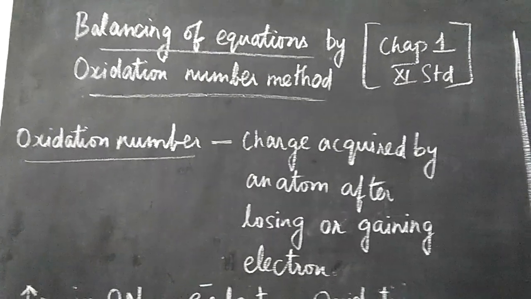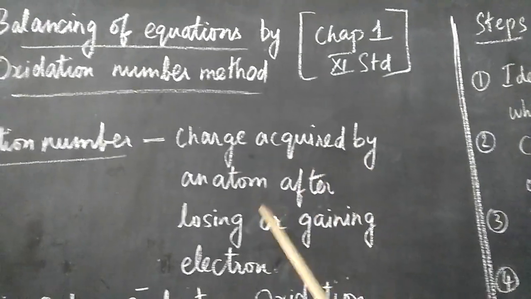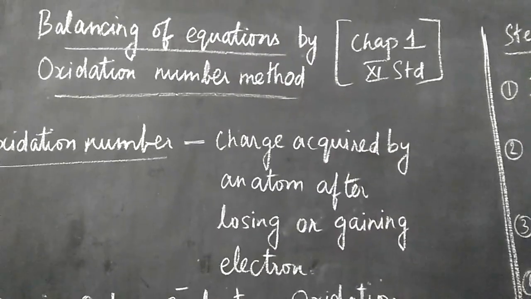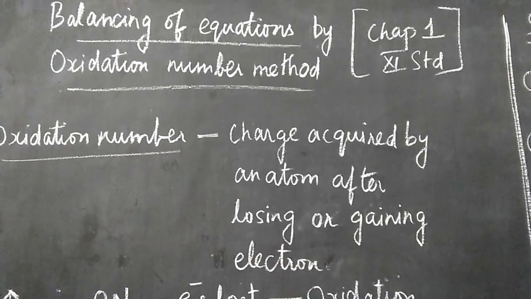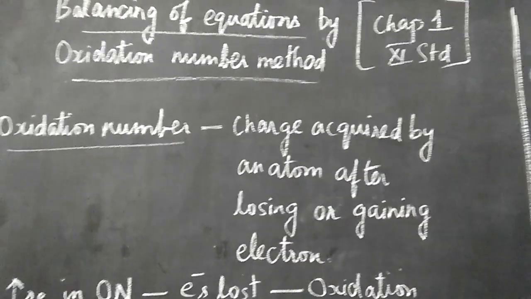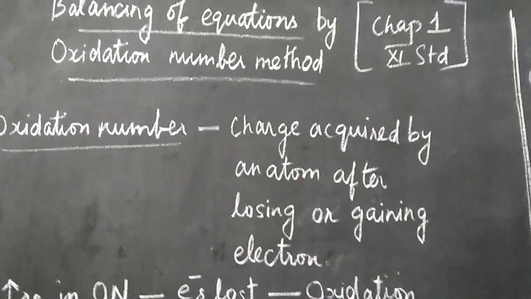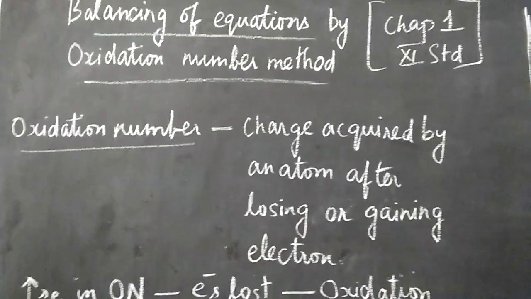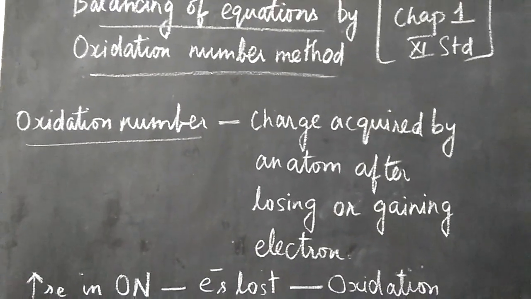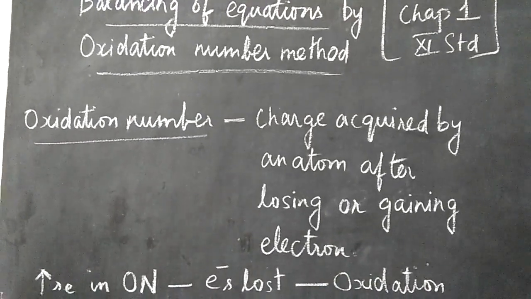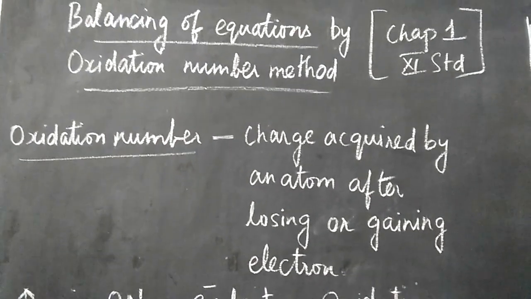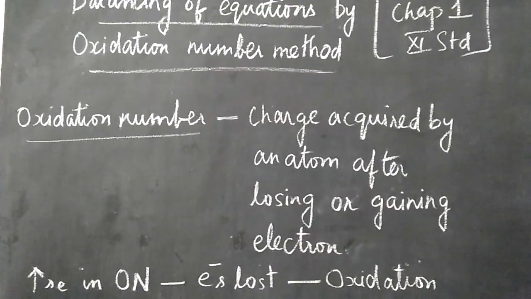What is oxidation number? It is the charge acquired by an atom or element after losing or gaining electrons. So if an atom is going to lose an electron, it will get a positive charge, plus 1 charge. If it is going to gain an electron, it will get minus 1 charge. That is the oxidation number of that element. So the number of electrons which could be gained or lost by an element, with its charge. If it is going to gain electrons, the atom will get a negative charge. If it is going to lose electrons, it will get a positive charge. That number of charges is called oxidation number.